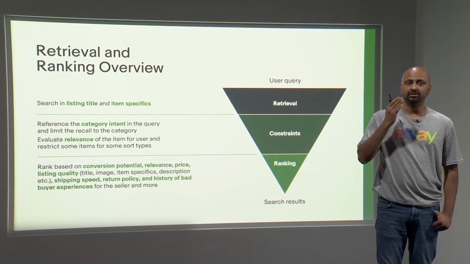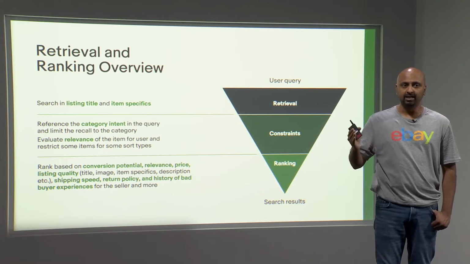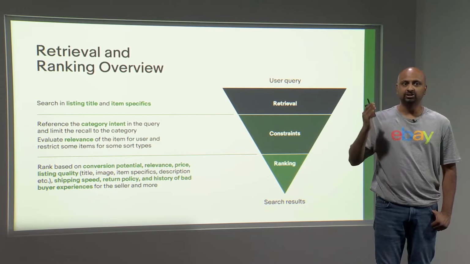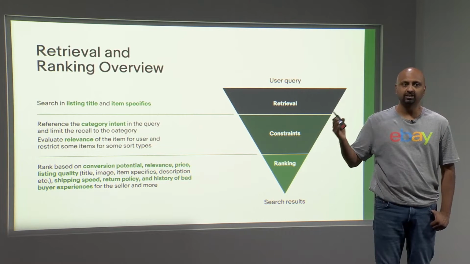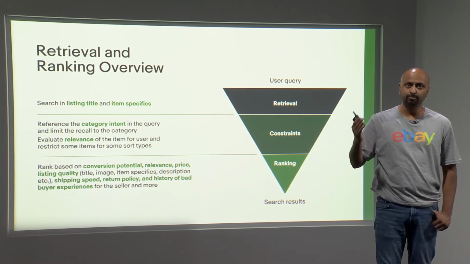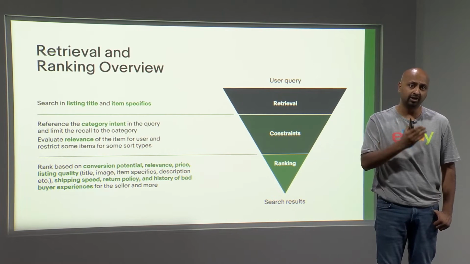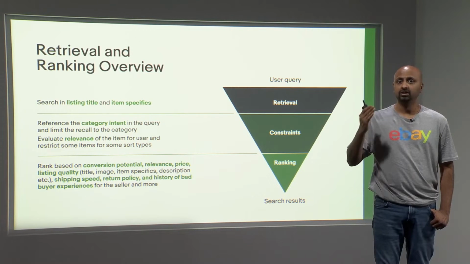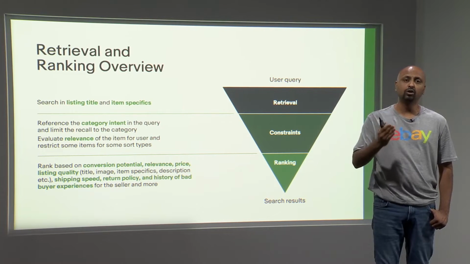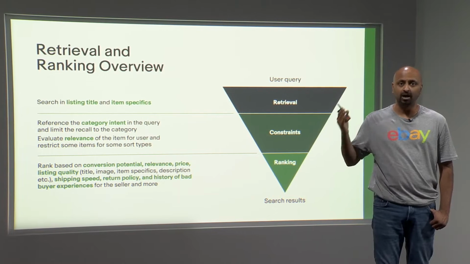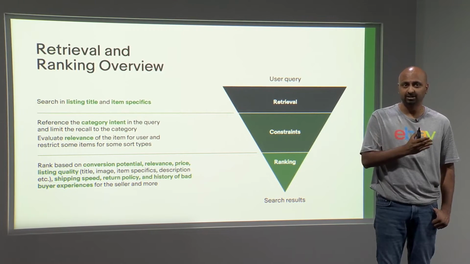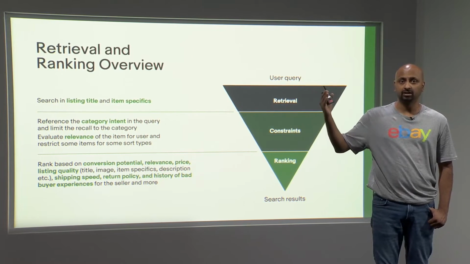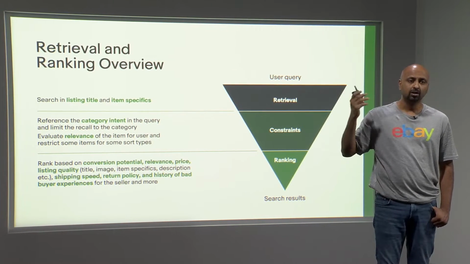Apart from that, we measure the relevance of your item, price, listing quality, which includes the title, image, description, item specifics, shipping speed of your item, where the item is located, have you forward deployed it if you are an international seller? All these things go into ranking, including your return policy, how good a customer service you have provided in the past, if your bad buyer experience is high, if it is better than average, all these factors impact your ranking.